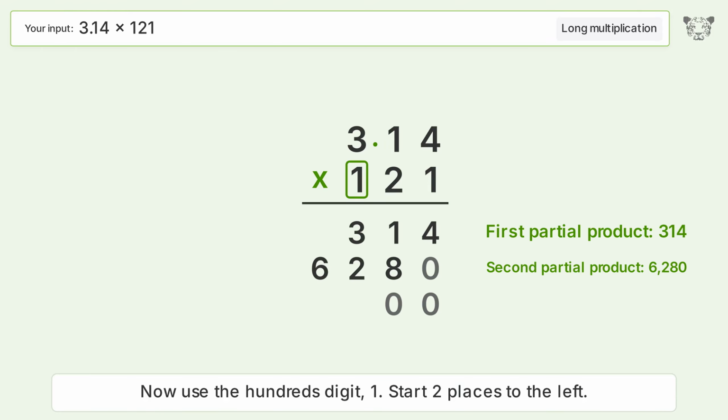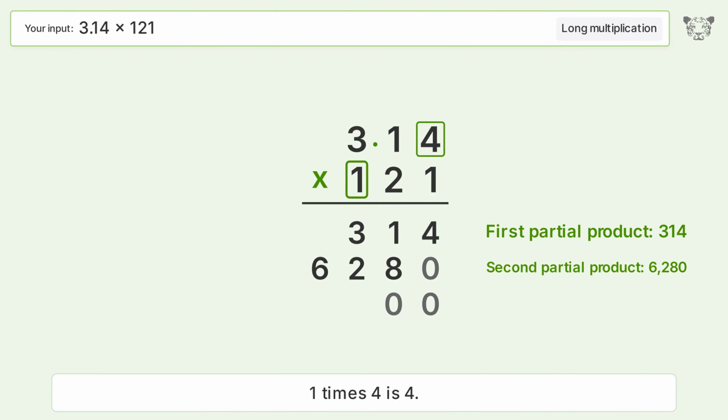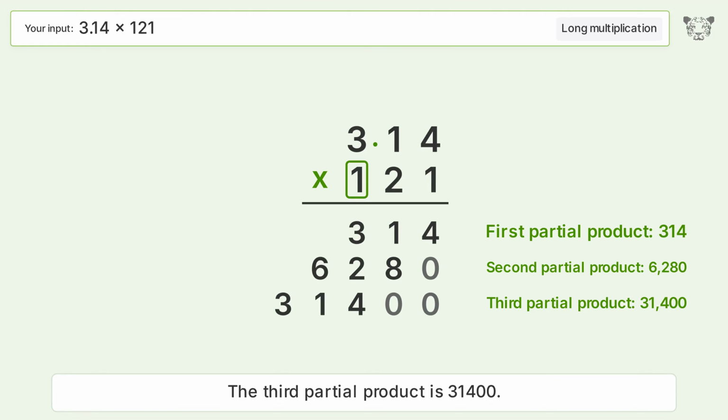Now use the hundreds digit, 1. Start two places to the left. 1 times 4 is 4. 1 times 1 is 1. 1 times 3 is 3. The third partial product is 31,400.